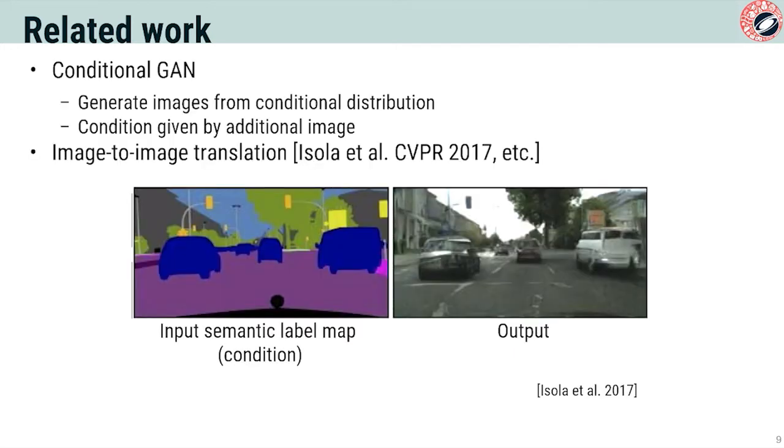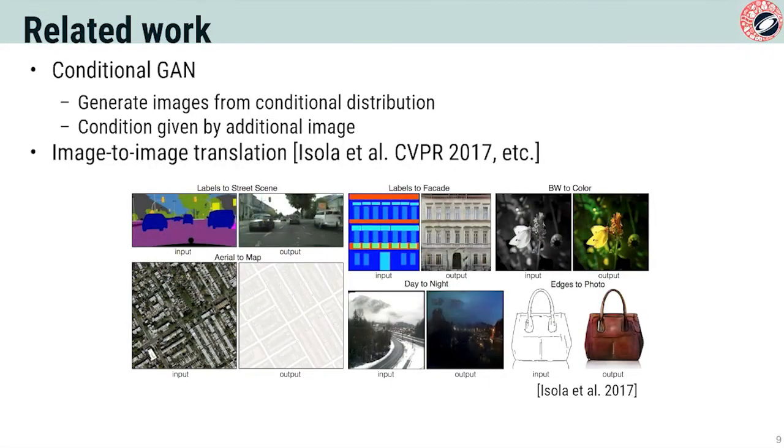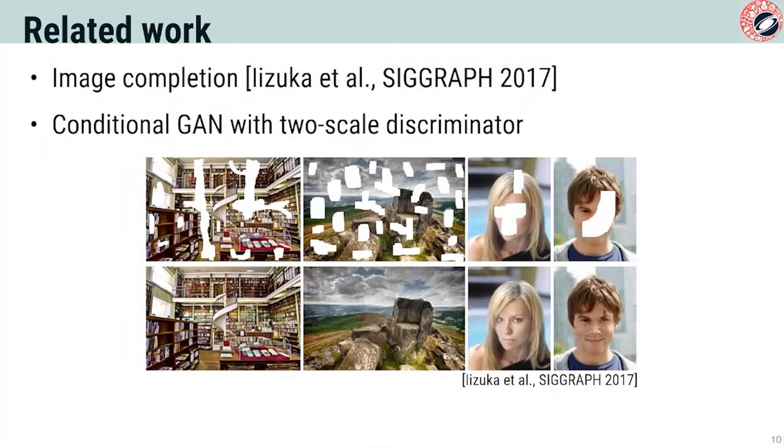Now, an important extension of the original GAN model are conditional GANs, which learn to sample from a conditional distribution. This condition can be an image that is provided as an additional input to both the generator and the discriminator. And this enables so-called image-to-image translation networks. For example, given a semantic label map as a condition, the conditional GAN generates a photographic image that corresponds to that label map. Isola and colleagues demonstrate many examples of interesting image-to-image translation applications, including also sketch-to-image translation. However, this approach does not facilitate local image editing.